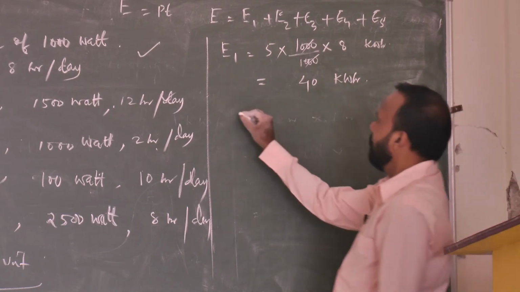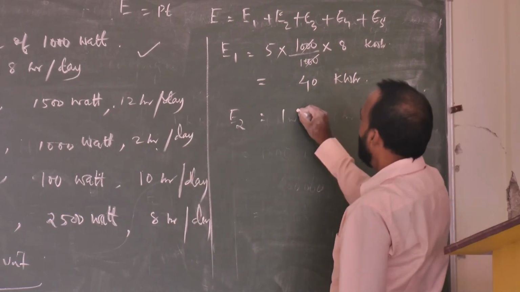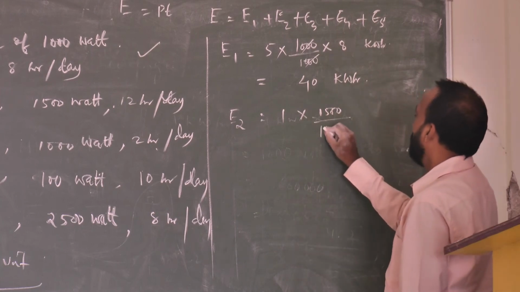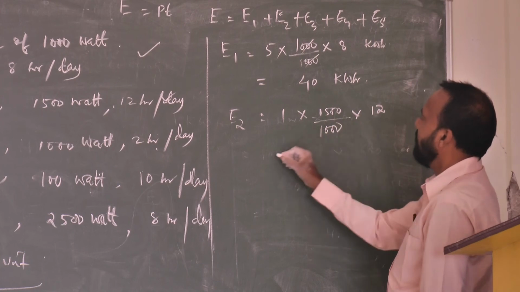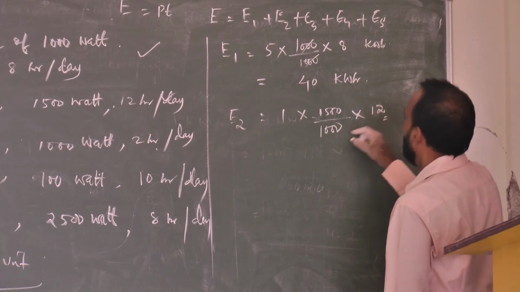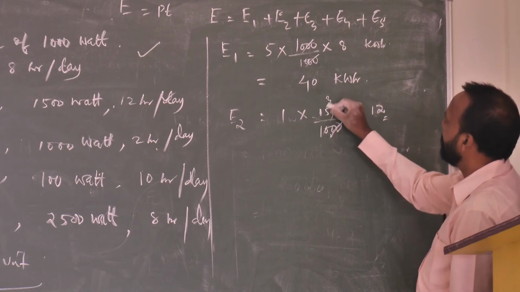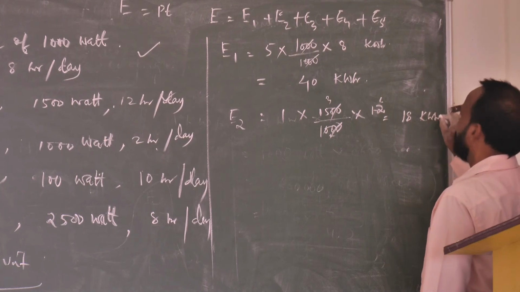Okay. Now E2. Just tell me E2. How much is E2? 1 TV. How much power? 1500 by 1000 into how many hours? 12 hours. Okay, now it will cancel. How much are you getting? 0 0 cancel. 5 2s are 10, 5 3s are 15, then 2 6s are 12. That is 18 kilowatt hour.